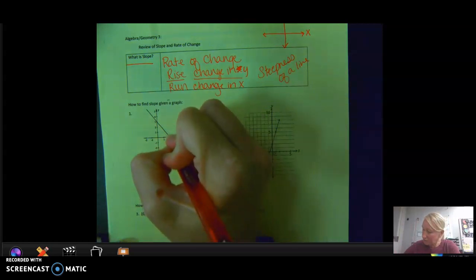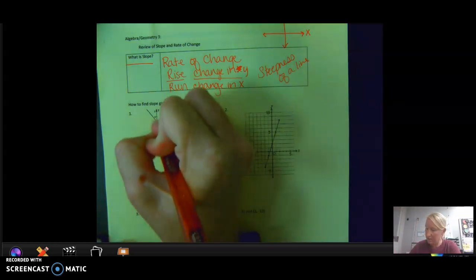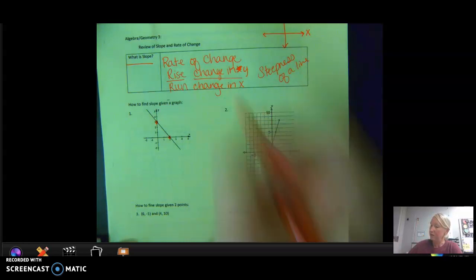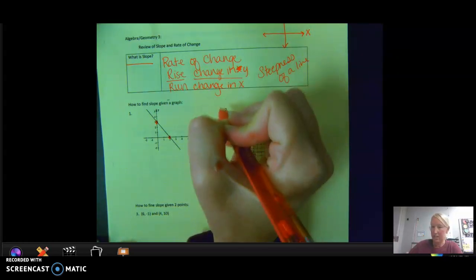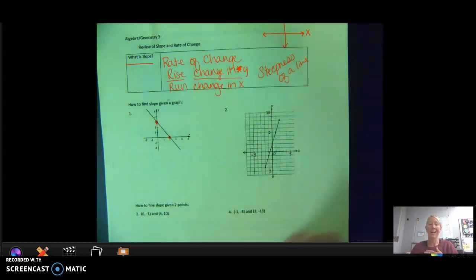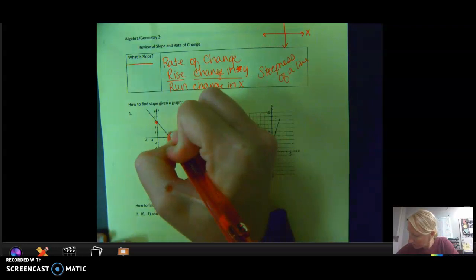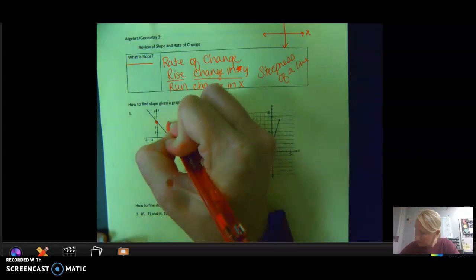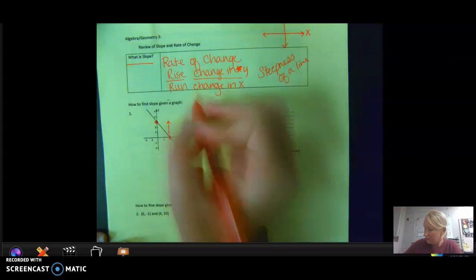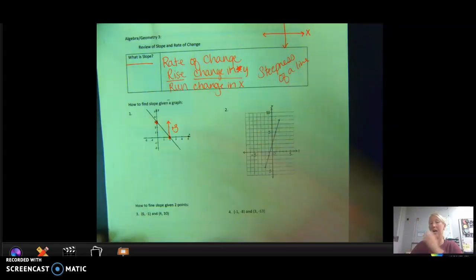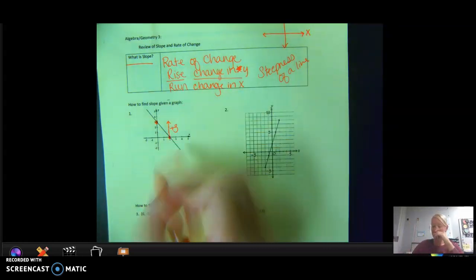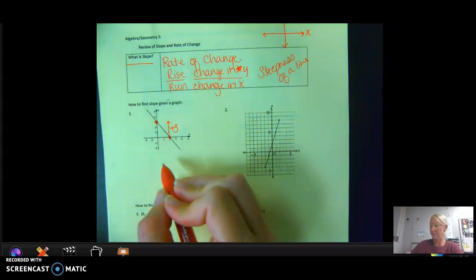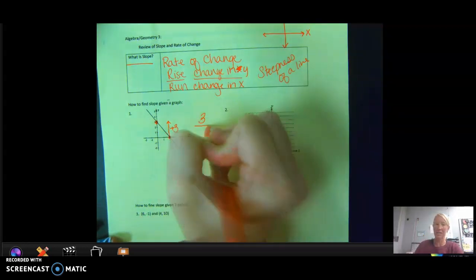I'm going to find 2 points on my graph. So here's a point and here's a point, right? And we know it's my change in y over my change in x, or my rise over my run. What I always do is start at my bottom point. So this is my bottom point, and I'm going to count up. I go up 1, 2, 3, right? So that's a positive 3. If I'm going up, it's positive. If I'm going down, it is negative. So my rise is 3 over.